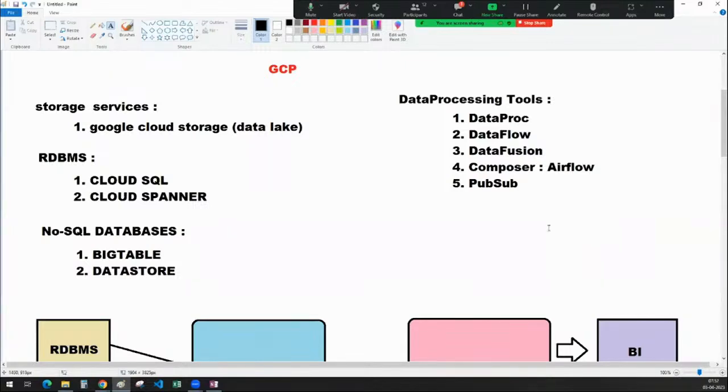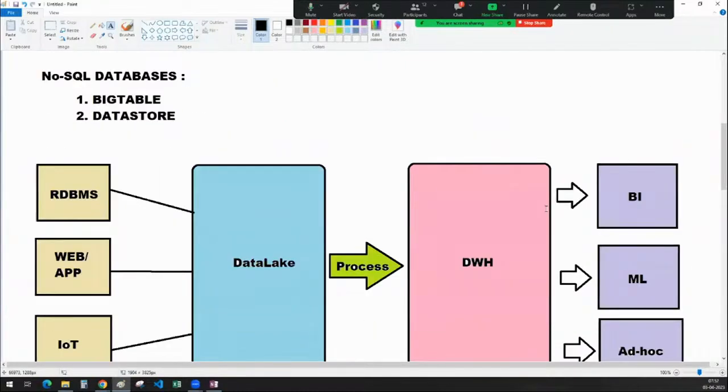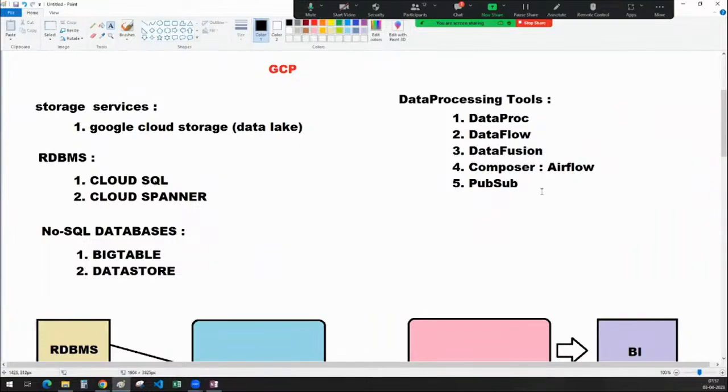And one more thing is Pub/Sub, a big data ingestion tool, a streaming data ingestion tool, where you will be able to create a topic and a subscription for each and every application where you want to get the data. A data message will be pushed to the topic, and via the subscription the data will reach the final application. So this is what the data processing tools are, guys.